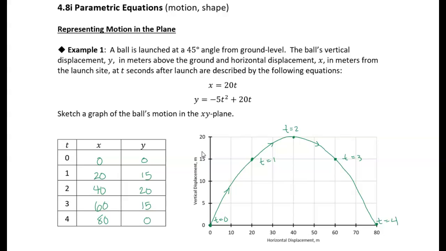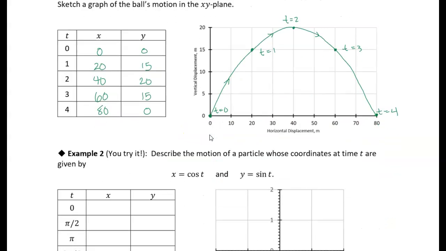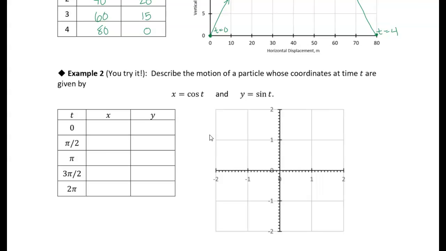So that's a parametric equation, right? Those are parametric equations for the vertical and horizontal motion of a ball launched from the ground. All right, let's take a look at something a little bit more abstract. I'll let you go ahead and take a look at this and go through the same process. You've got a bunch of values for t, plug them into the equations for x and y, and then graph it and see what you got.